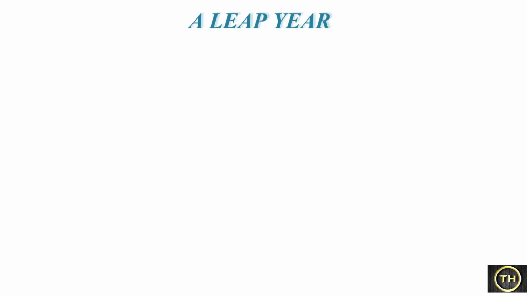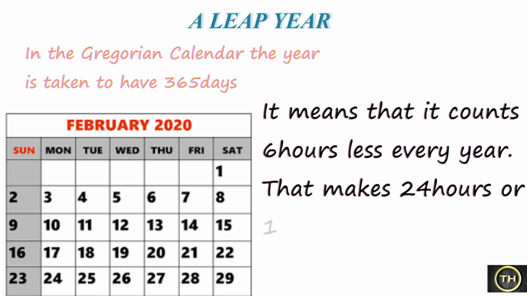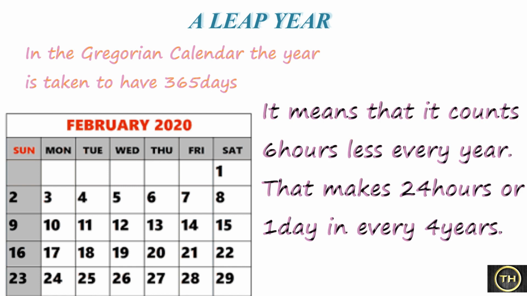Now we will learn about a leap year. In the Gregorian calendar, the year is taken to have 365 days. It means that it counts 6 hours less every year. That makes 24 hours or 1 day in every 4 years.